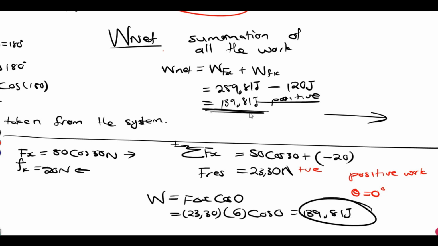And what's that? 139.81? It's the one we found whenever we do the summation of the individual work. So you can either take the long route of calculating the work done by that and the work done by that, and you sum them up and substitute with the respective signs, or you can just do a force summation and find the resultant force, and that's it. If you get a negative answer, you know it's doing negative work, so it has to be cos 180.